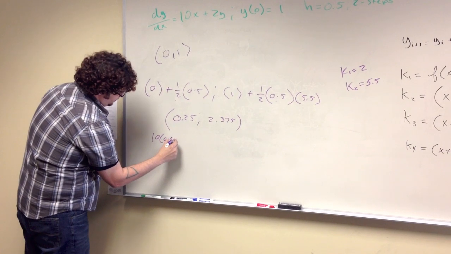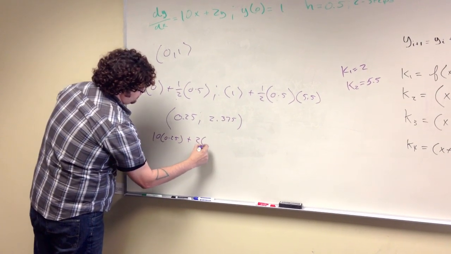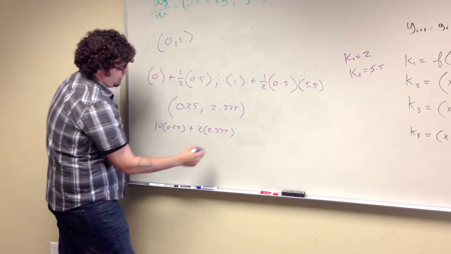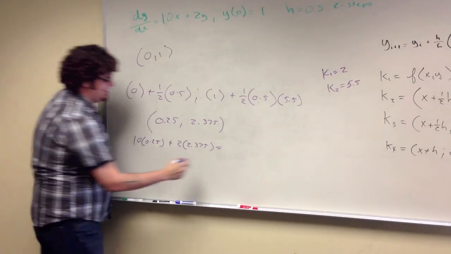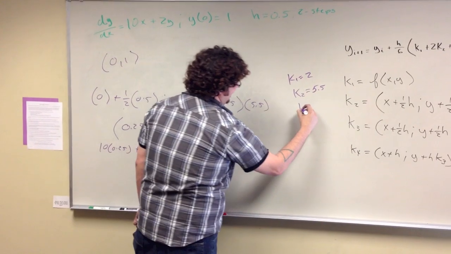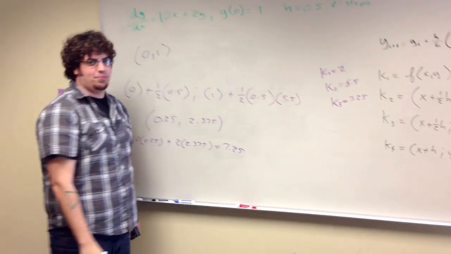Now we can plug that into the original differential equation: 10 times 0.25 plus our 2 times 2.375, which totals out to be 7.25. Just double-check it. Make sure it works.